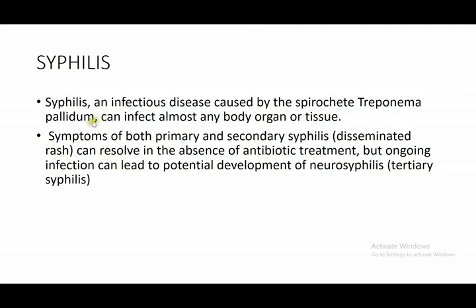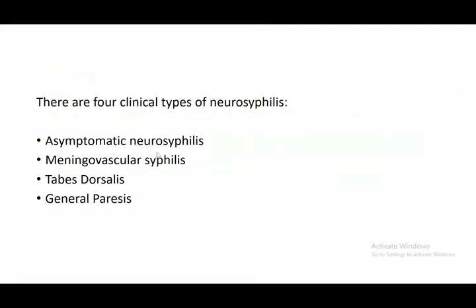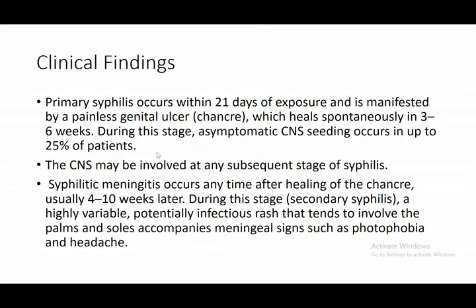So we will discuss neurosyphilis specifically, but also the stages of syphilis: primary, secondary, and tertiary syphilis. Neurosyphilis is basically tertiary syphilis. There are four main clinical patterns of neurosyphilis. The patient may have asymptomatic neurosyphilis, meningovascular syphilis, tabes dorsalis, or general paresis.